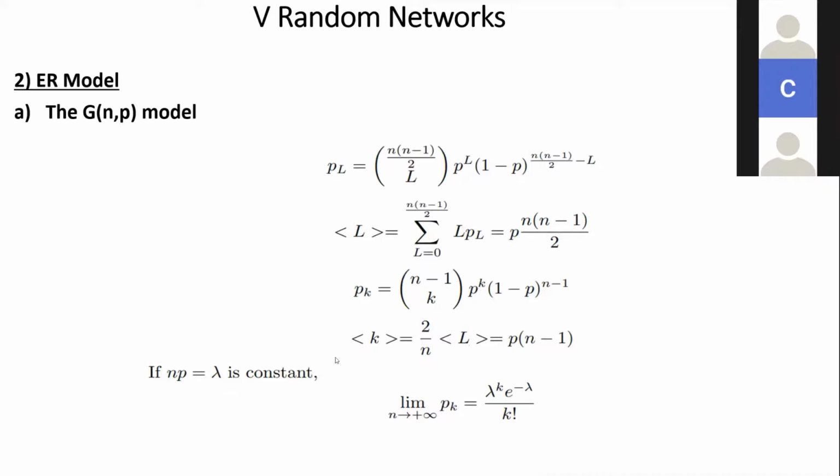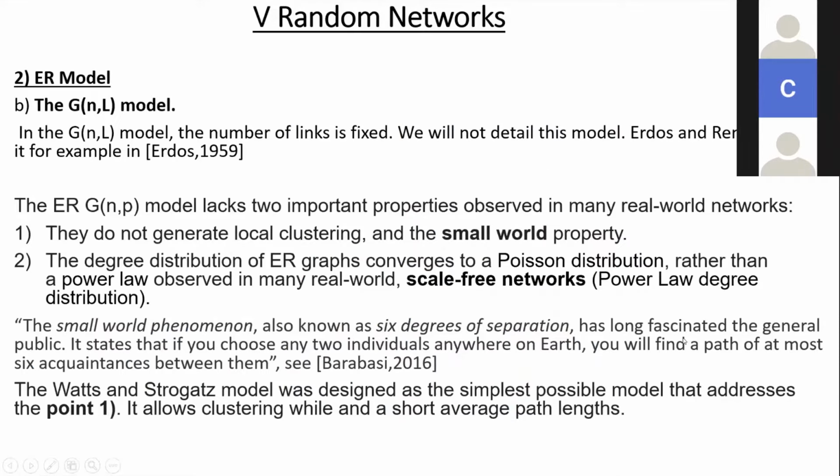One of the properties is that you can prove that if np is a constant, this quantity converges to this one, which gives a Poisson distribution. I'm not going to spend much more time on that. This is very well known, just a few key points.